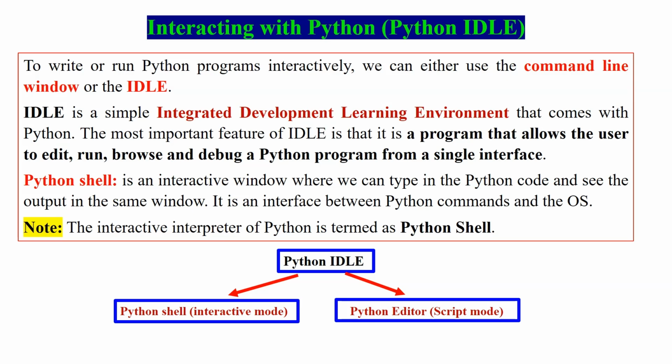IDLE is a simple integrated development learning environment that comes with Python. The most important feature of IDLE is that it is a program that allows the user to edit, run, browse, and debug a Python program from a single interface. Python shell is an interactive window where we can type in the Python code and see the output in the same window. It is an interface between Python commands and the operating system. The interactive interpreter of Python is termed as Python shell. Python IDLE comprises Python shell (interactive mode) and Python editor (script mode).